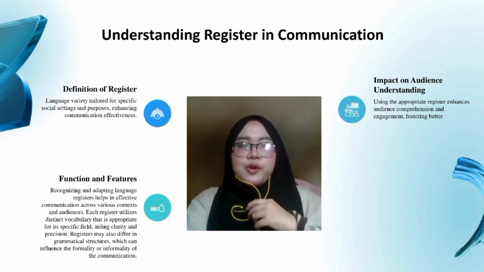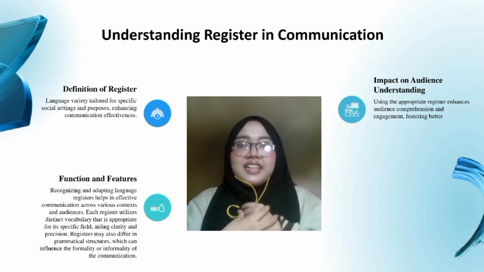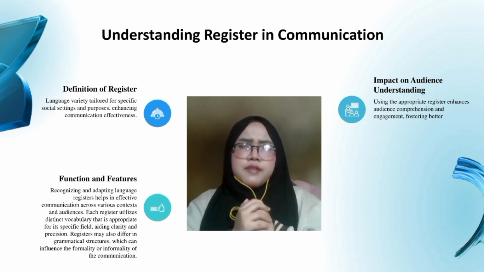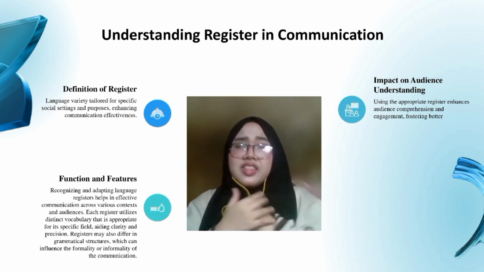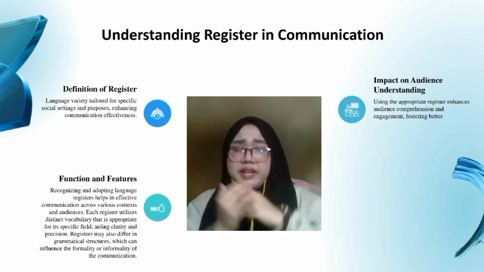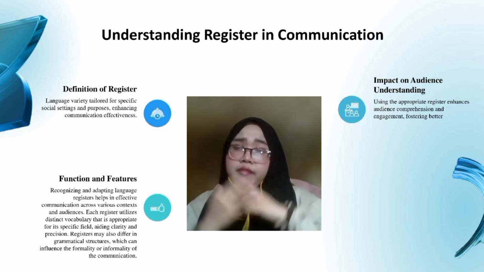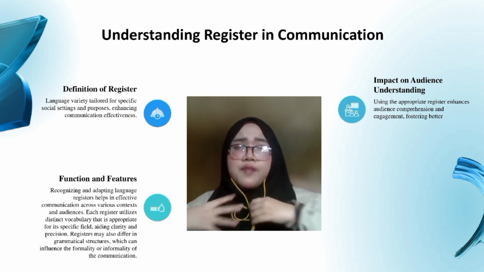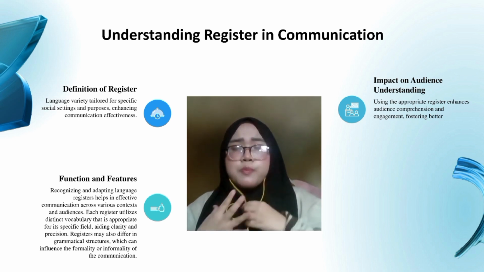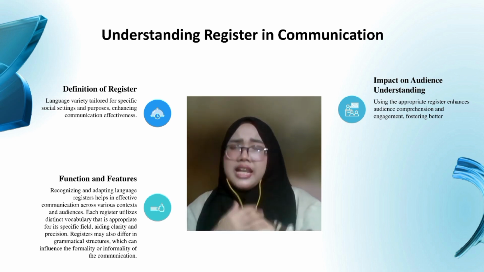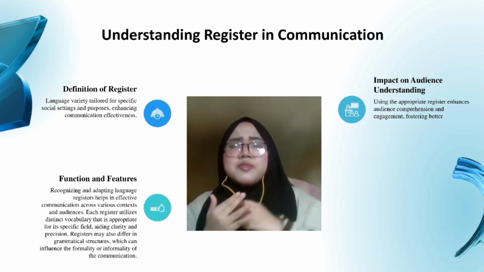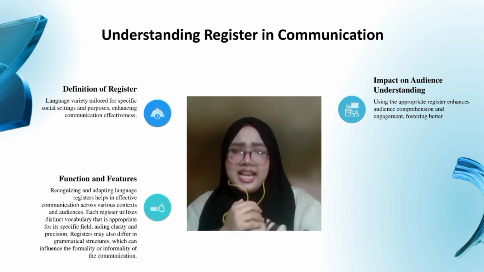Register. Register means using a specific language style depending on the setting. For example, we use different words when we're talking to a doctor than when we're talking to friends. Using the right register helps people understand us better. When we use the right register, it helps our audience follow what we say. If we use medical jargon with a non-doctor, they might get confused. So, adapting our language helps keep communication clear and engaging.